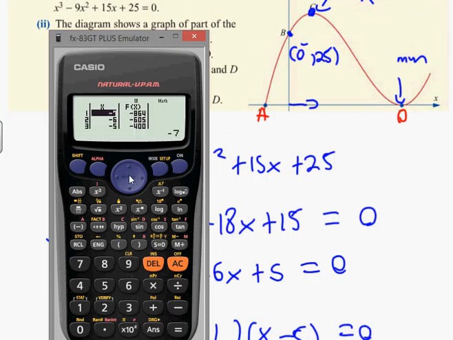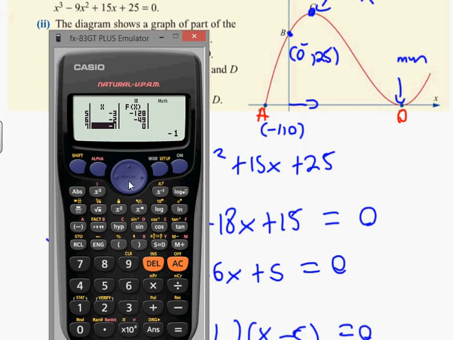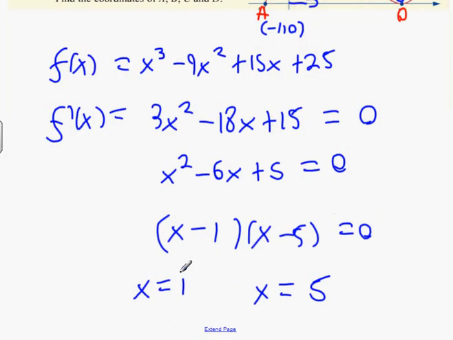Now let's look at your points here. Our first point has a y value of what? What does A have a y value of? 0. So look for your first 0 on the right hand side. There it is. Your A value is (minus 1, 0). We already stated that our B value is (0, 25). Let's see if that's the case. (0, 25). Done.